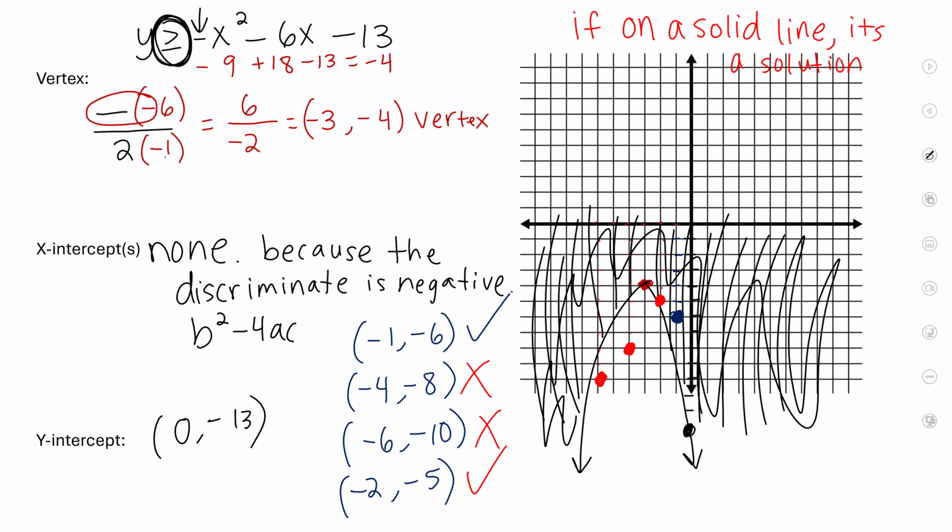Now, if it was a dashed line and it's on a dashed line, then it is not a solution. Okay, so if you had something that looked like this, it is not a solution because it's on a dashed line.